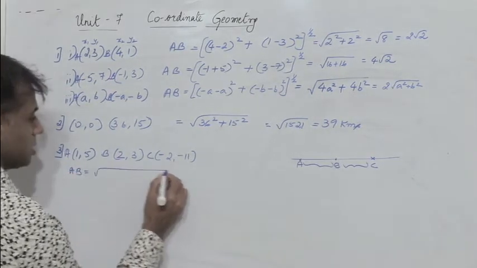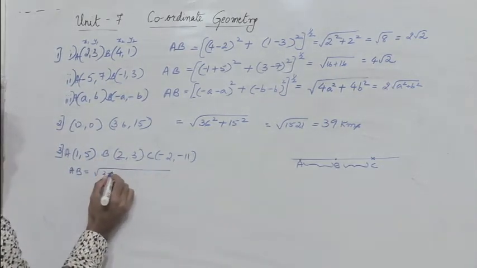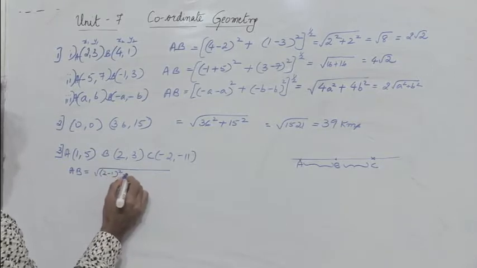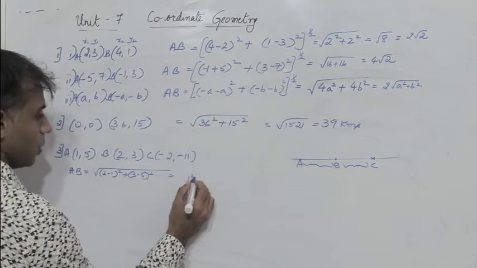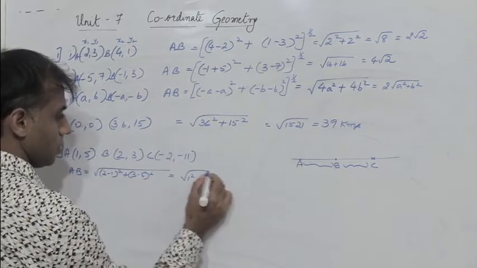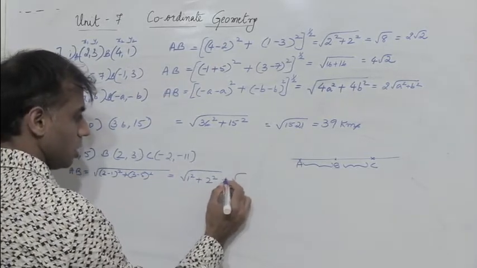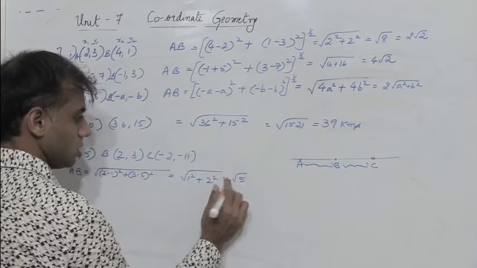Now AB is the square root of (2 minus 1) the whole square plus (3 minus 5) the whole square. So this is 1 square plus 2 square. So this is 4 plus 1, which is root 5. So this is root 5.